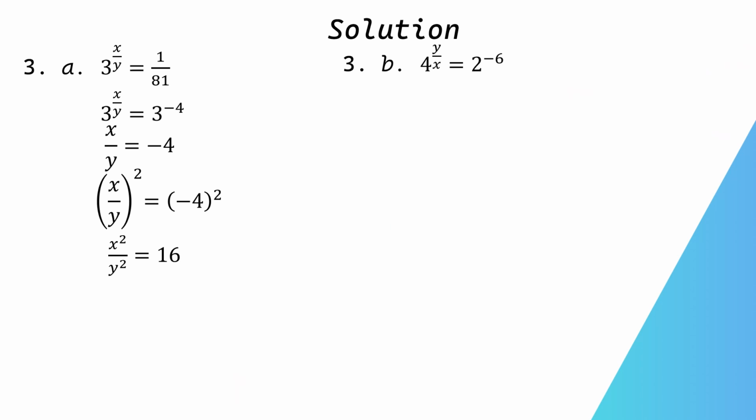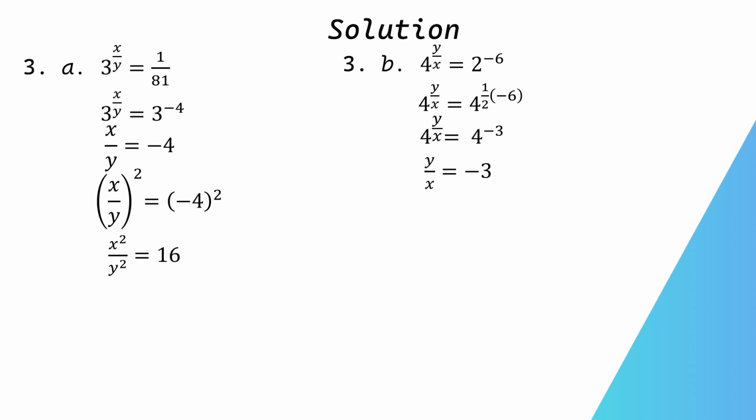So we have 4 to the exponent half multiplying negative 6. 4 to the exponent y on x equals 4 to the exponent 1 on 2 multiplying negative 6. And that will give us 4 to the exponent y on x equals 4 to the exponent negative 3. We can equate y on x with what? Negative 3 since the bases are the same. So we have y on x equals what? Negative 3.